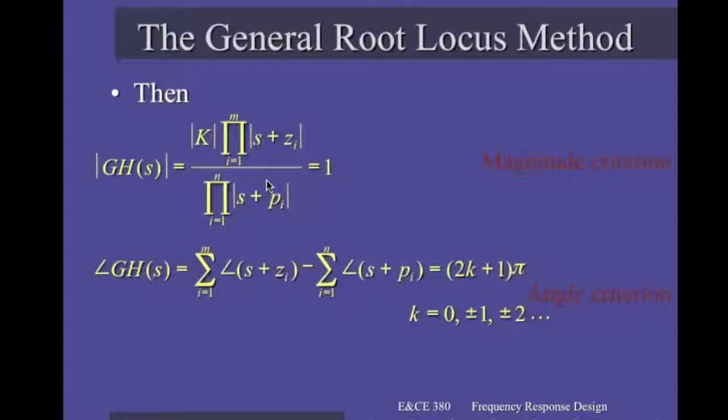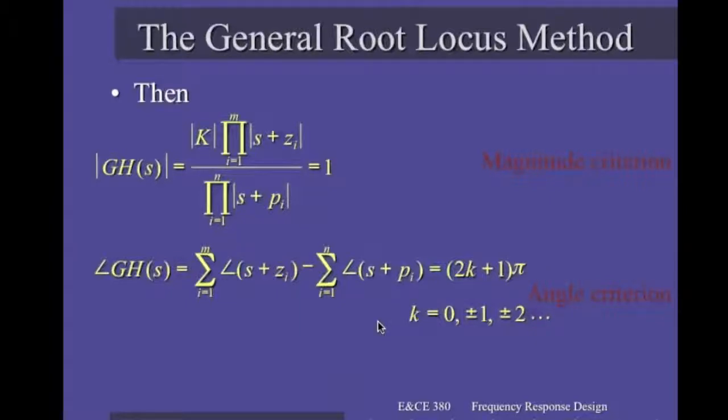The magnitude criterion becomes this one, because the modulus of G open loop of s becomes the modulus of K times the product of the moduli of all binomials at the numerator divided by the product of the moduli of all binomials at the denominator. This is a property of complex numbers.